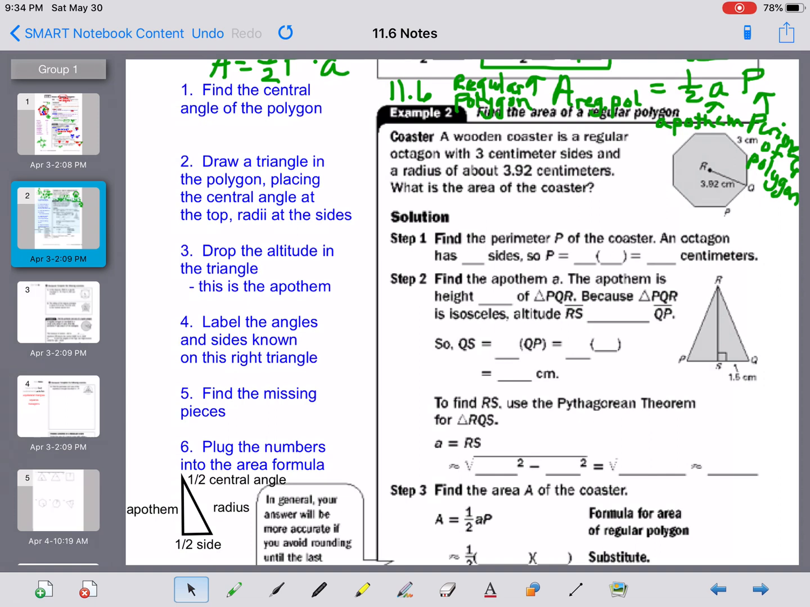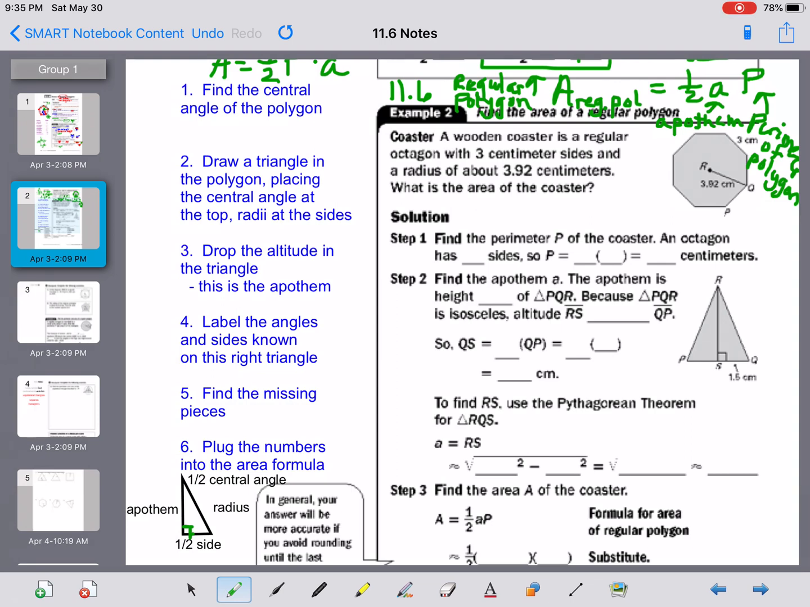Okay, so a couple things here. I have this list, and I want to make sure you notice at the bottom of your page here how I have this little right triangle, okay? This right triangle is going to be the key to everything. As we work through these problems, you're going to see me draw this right triangle over and over and over. And the key is, can you label this right triangle? If you can fill in all the information on it, you will be able to find your perimeter and your apothem every time.